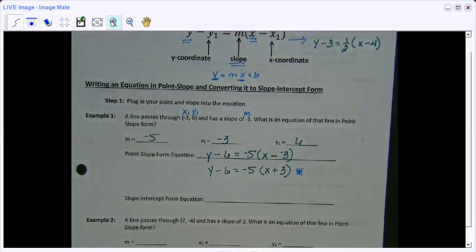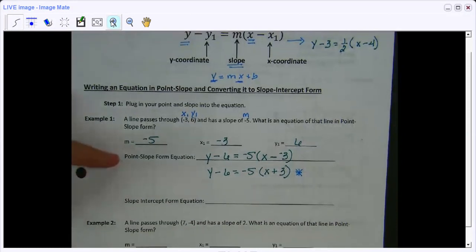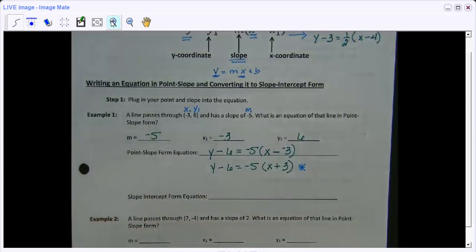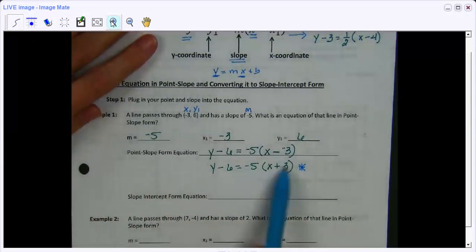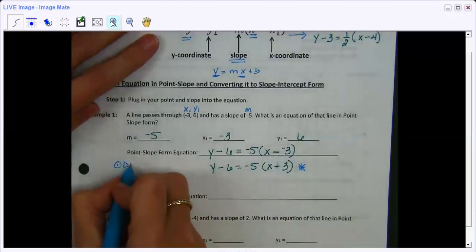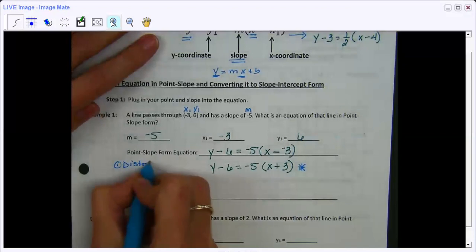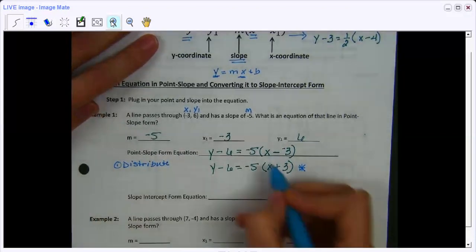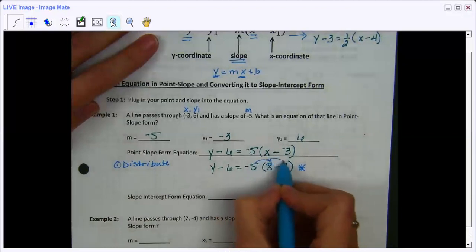okay? Next, what I want to do is take it from point slope form and put it into slope intercept form. So here are the two steps that we're going to do, and you might already be able to tell what we're going to do. We have to first distribute the -5. Okay, so the first thing that we're going to do is distribute. So let's go ahead and do that. Let's distribute this -5 to the x and to the 3.